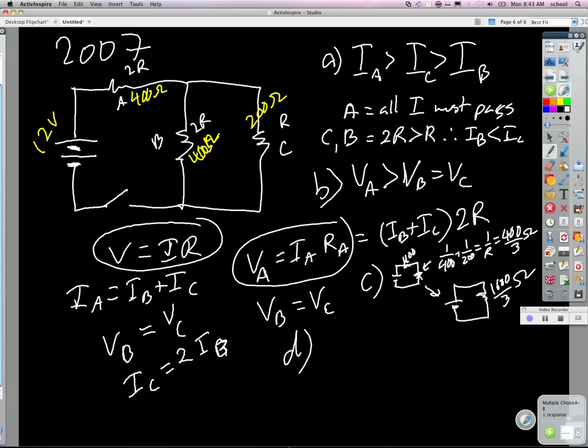V equals IR, I is V over R. Okay, so the current coming out of the battery is 0.23 amps. So the current coming out of here is 0.023 amps.